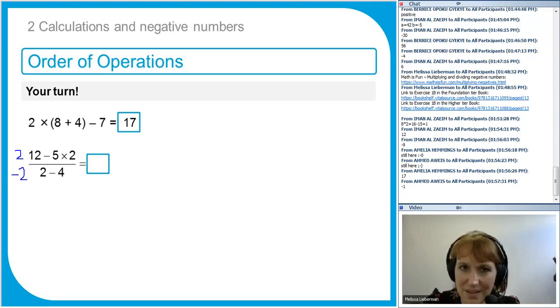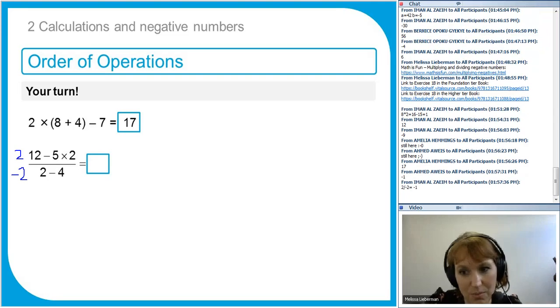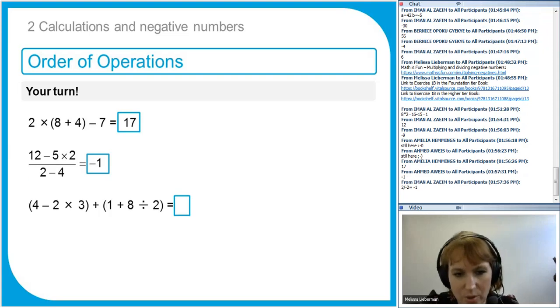What's 2 divided by minus 2? The numbers are the same. If I do 2 divided by 2, I get 1. If I do 2 divided by negative 2, I get minus 1, because the sign is different, minus 1. Good. Okay, how about this one?